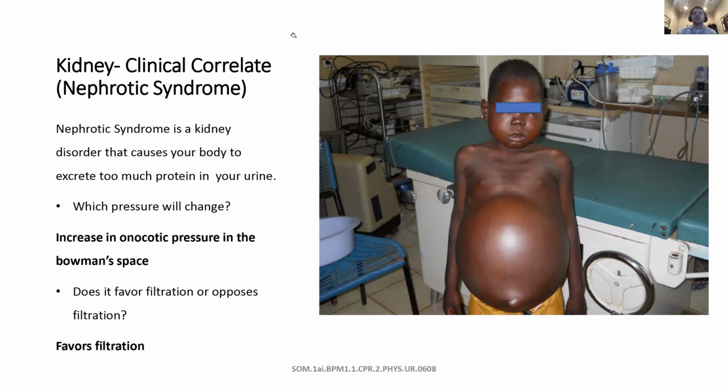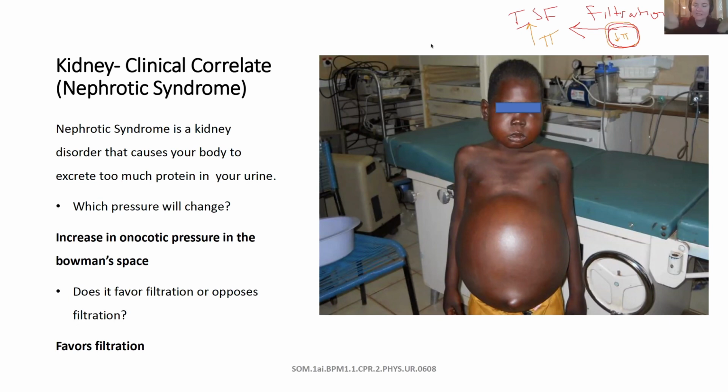Let's see if I can annotate this. So this child in the capillary has increased oncotic pressure on the outside, and a decrease in oncotic pressure on the inside. So this is actually going to favor the fluid going out, right? So that's filtration, because of all the fluid going into the interstitial fluid. So you define filtration or reabsorption by the capillary.